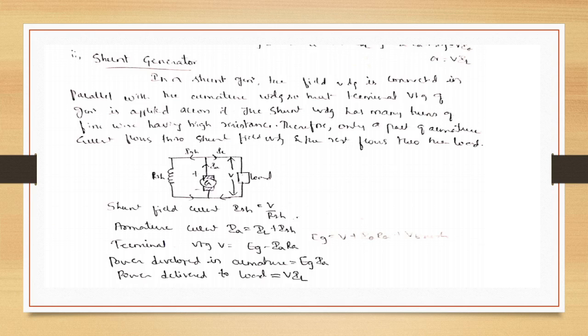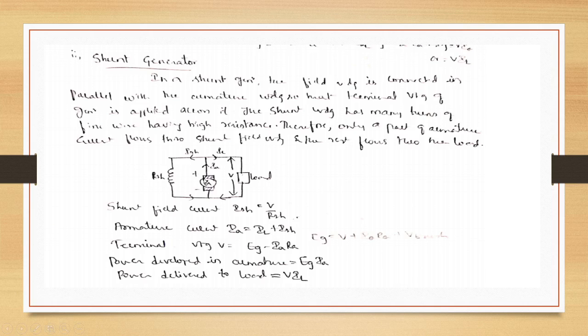So what we are telling here, shunt generator field winding is in parallel with the armature winding. So the terminal voltage of the generator is applied across it. Shunt winding has many turns of fine wire having high resistance. So many turns will be there in a shunt winding. Therefore, only a part of the armature current will flow through the shunt winding and the rest will flow through the load.